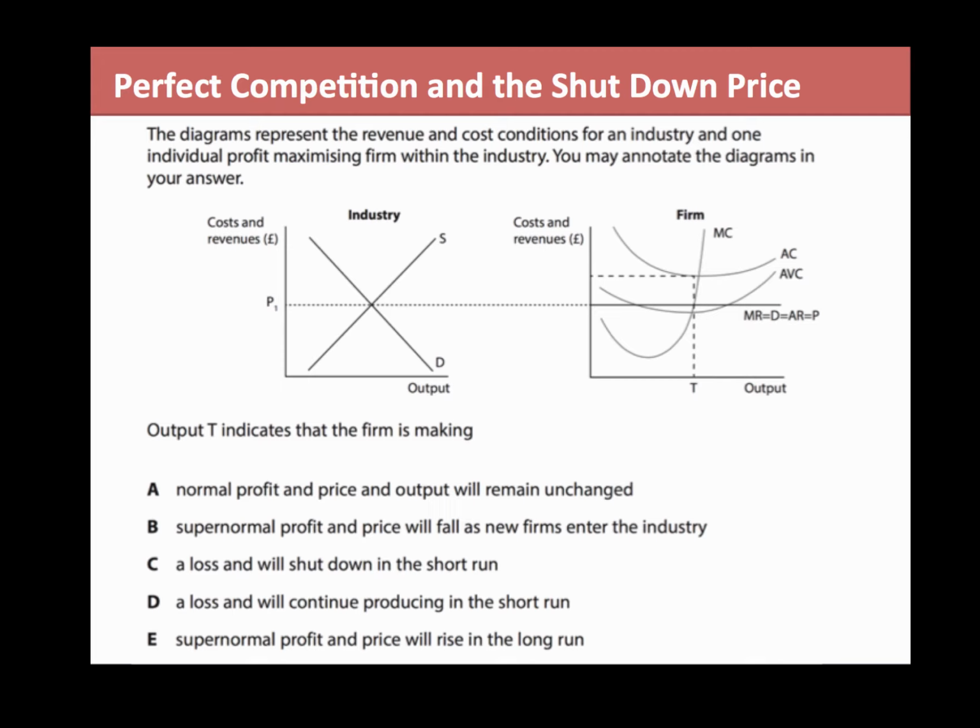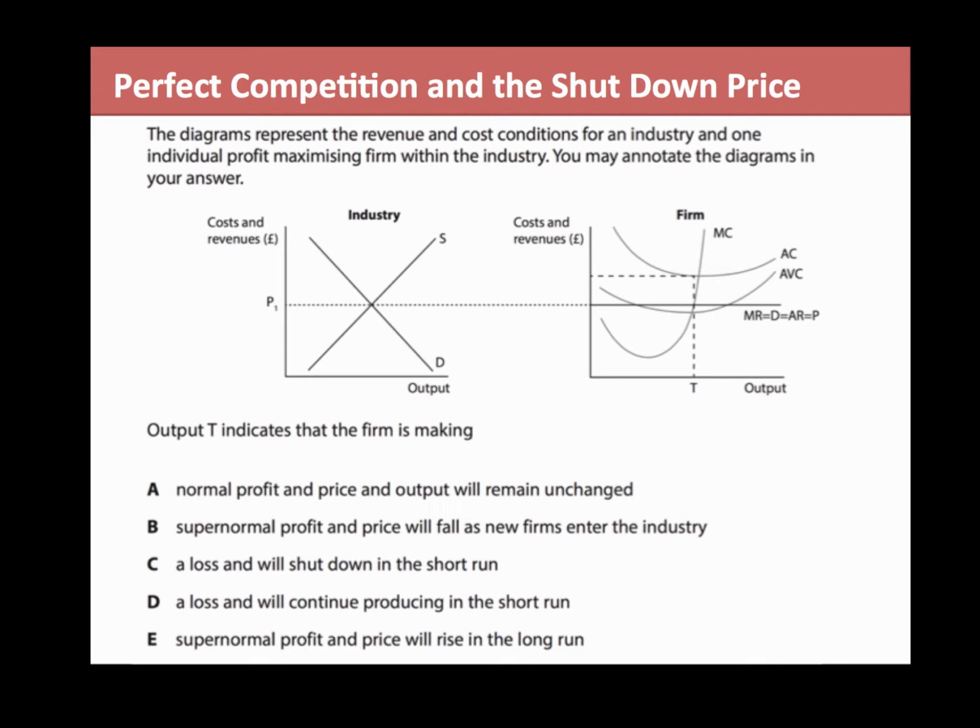Now the profit maximizing output is T, but at T the price they're getting, P1, is lower than average cost, so you could shade in the losses there, but higher than average variable cost. So they're getting a price which is sufficient to cover their variable cost of production, but not quite sufficient to cover their fixed cost of production, meaning they're going to make a loss.